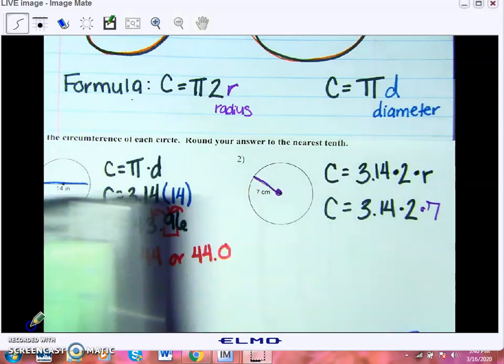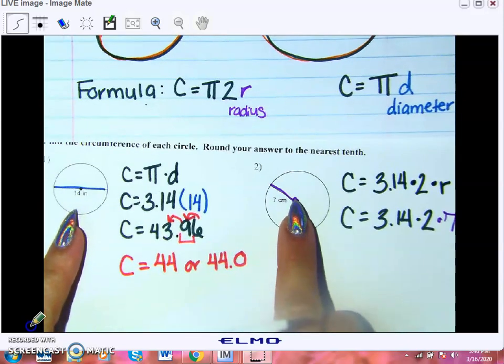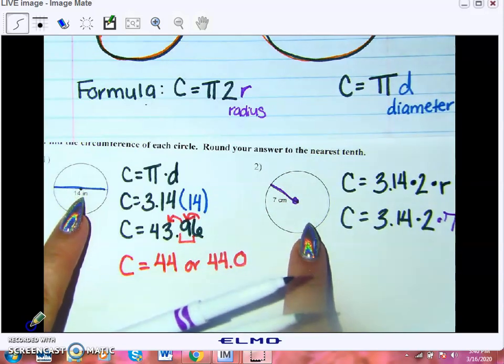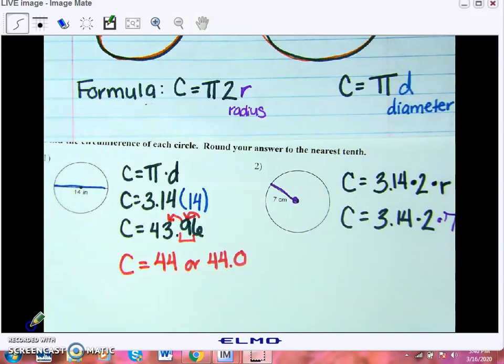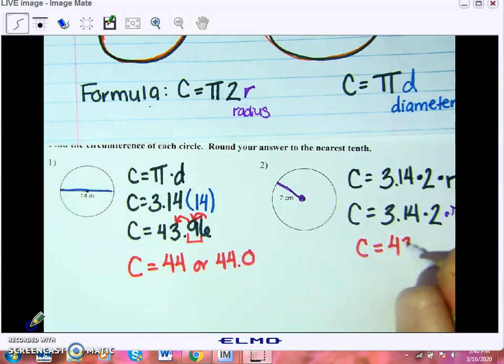So you can see that we did happen to get the same answer for both of these problems because this one is the radius, which goes halfway, and if I doubled the radius, it would be the diameter, which would be 14. So I wanted to show that as a quick example where we can use the radius and the diameter both to solve the same problem. So again, our circumference was 43.96, which would then round to 44.